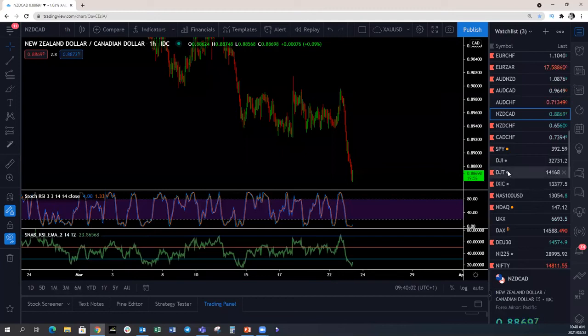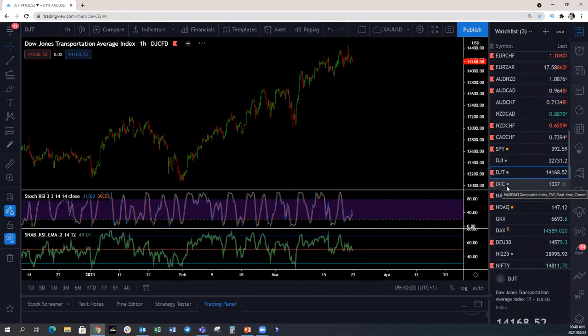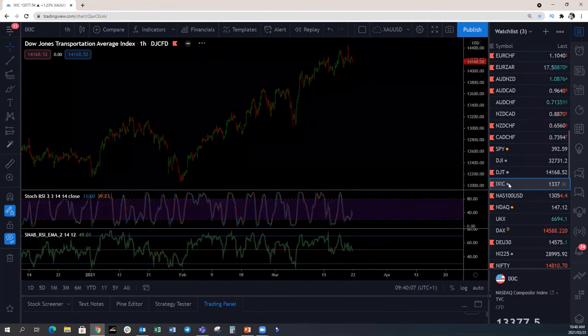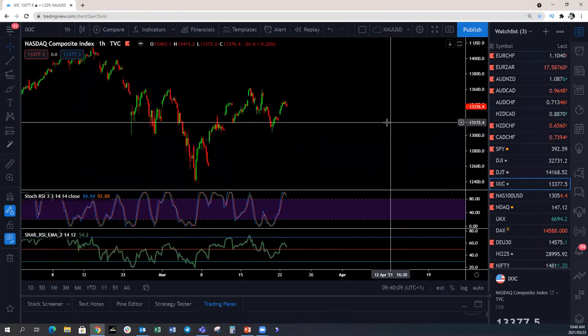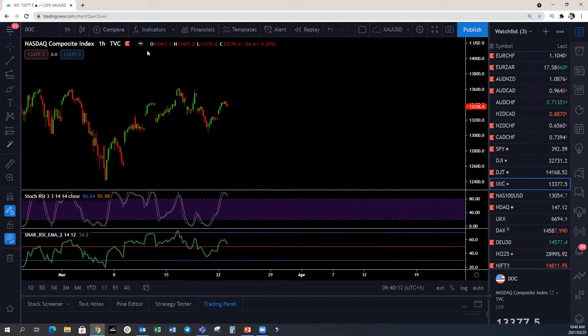All right, so transportation will be the same. Just looking for a pullback there. Let's look at the NASDAQ. We do get setups wrong, by the way. Not everything is 100%. All right, so that is a three-wave pullback on the Nasdaq. We're looking for this to continue to the upside.